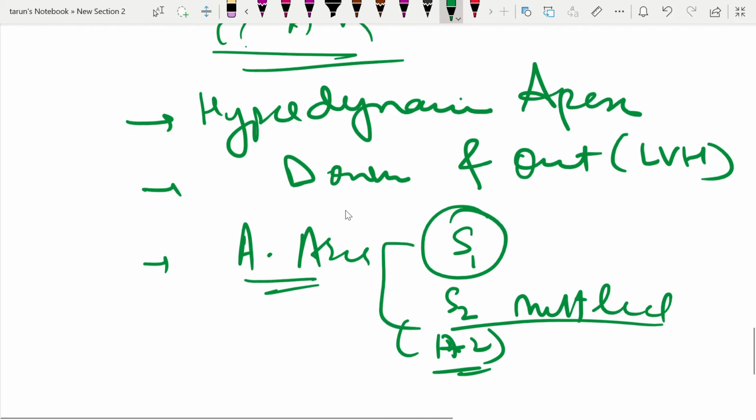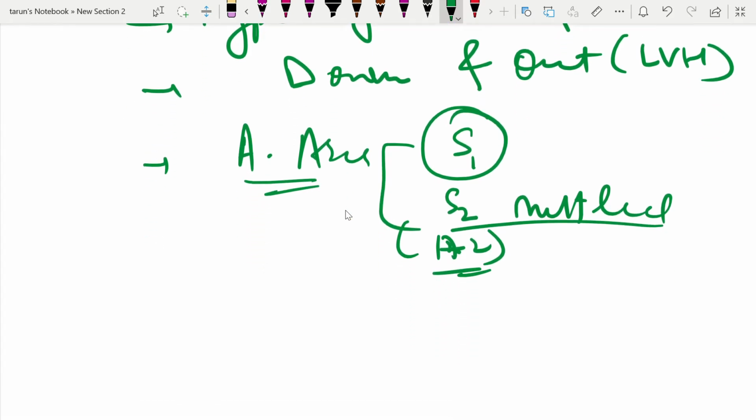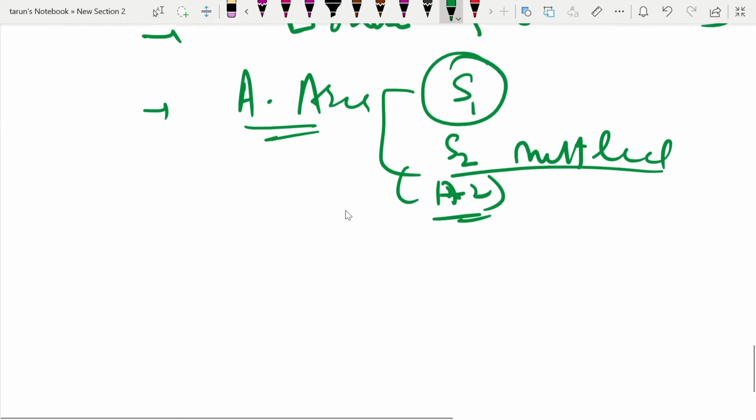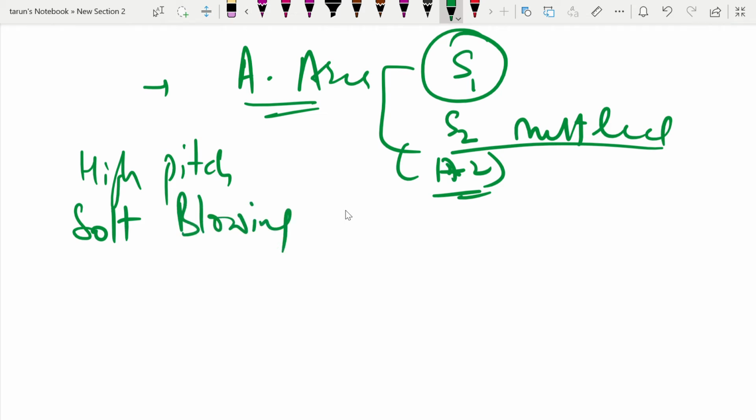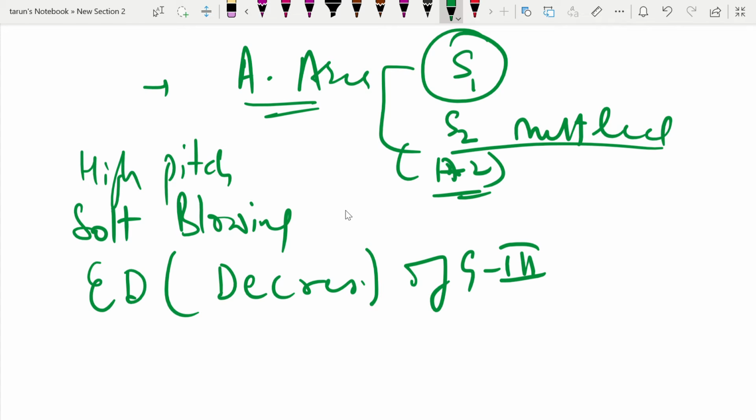Then what kind of murmur will you get in aortic regurgitation? It is a high pitched soft blowing early diastolic decrescendo murmur of grade 3, which is best audible in sitting and leaning forward position, in full expiration and with the diaphragm of the stethoscope. So elaborate the murmur of aortic regurgitation. You know it is an early diastolic decrescendo murmur, but you have to say it is high pitched, soft blowing.